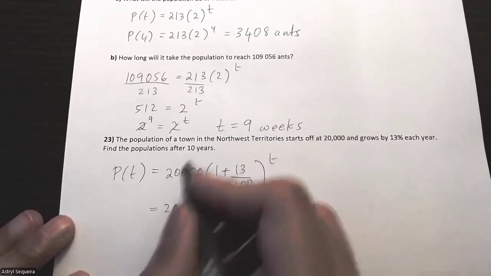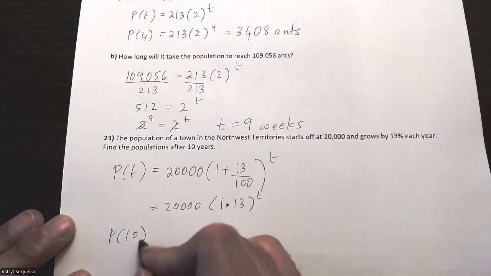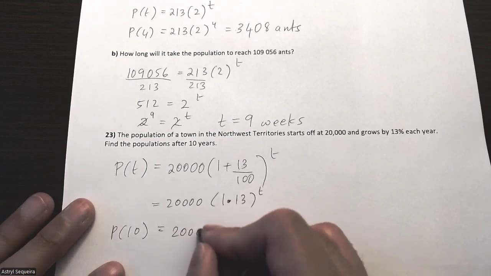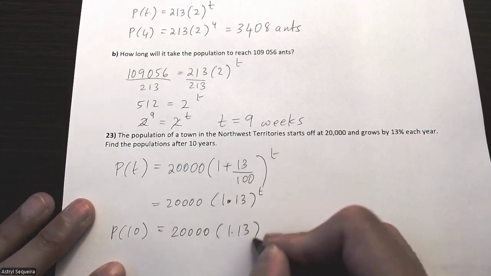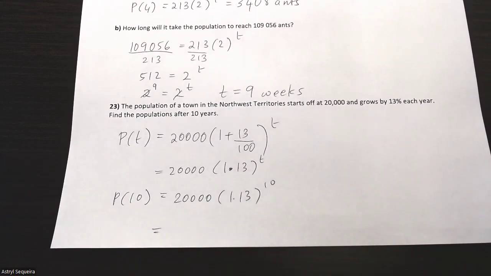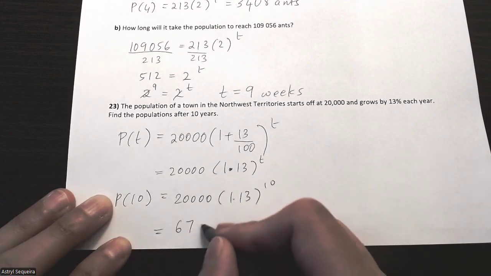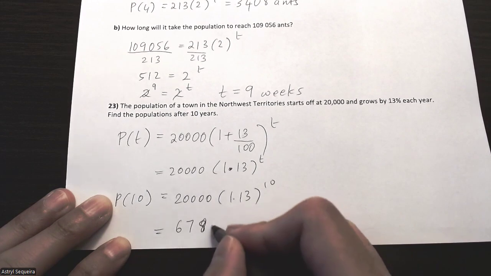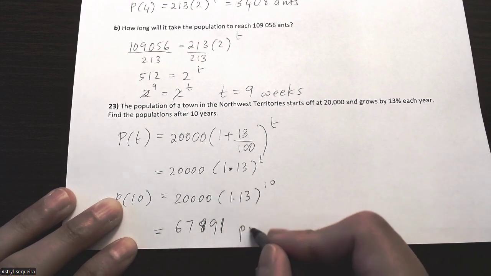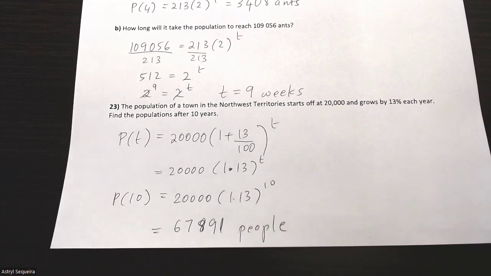And then I'm trying to find P of 10. I'm just replacing my t with 10. And I'll round this to a whole number because you can't have a decimal number of people. So 67,891 people.